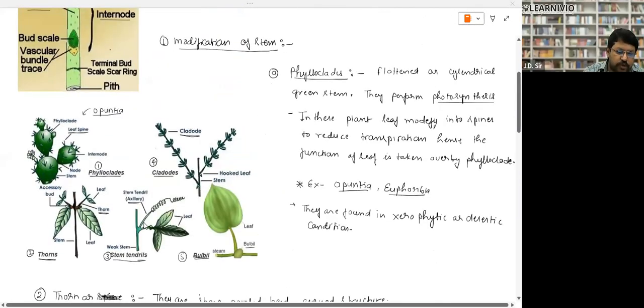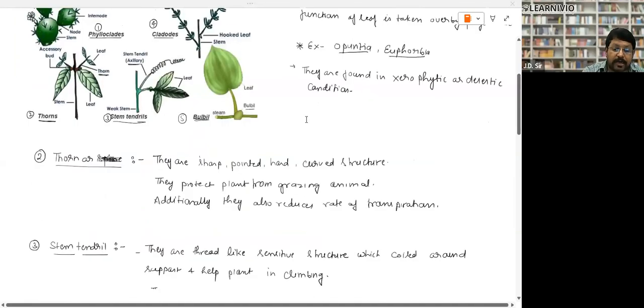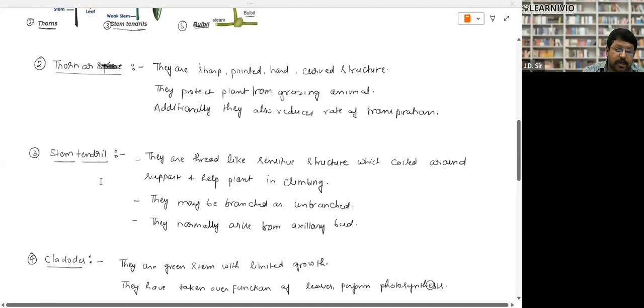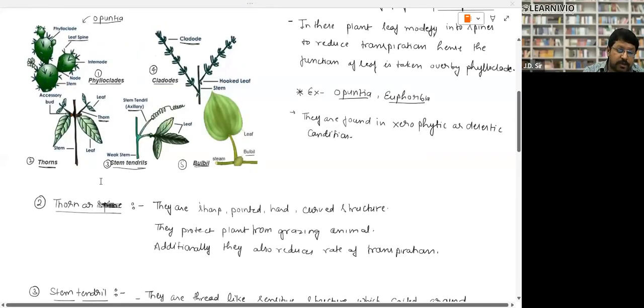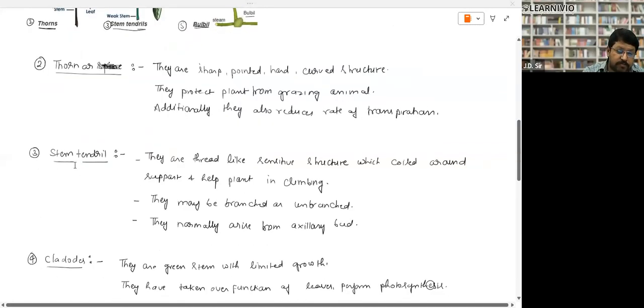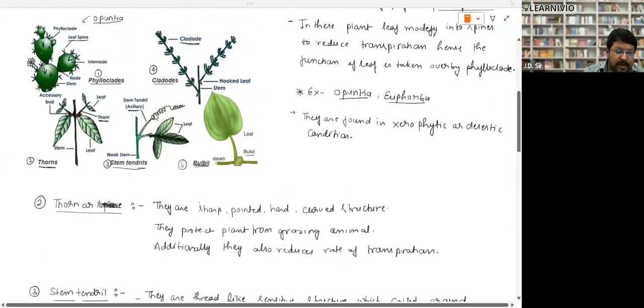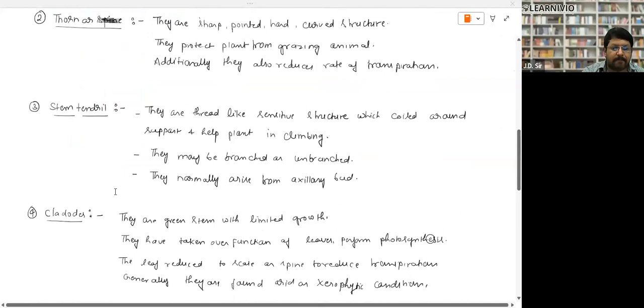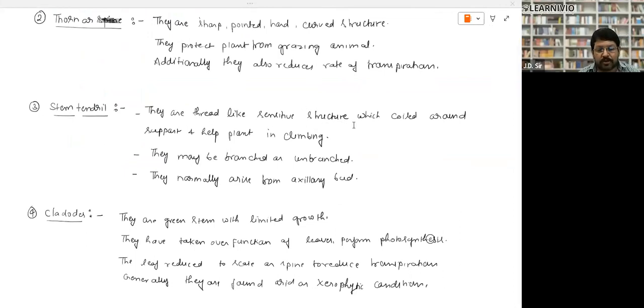Stem tendrils. So first, the stem converts into phylloclade. Second, the stem converts into thorn. Then the stem converts into tendrils. Tendrils help the plant to climb. They are thread-like structures which coil around the support and help the plant to climb. So their function is supporting. They may be branched or unbranched.